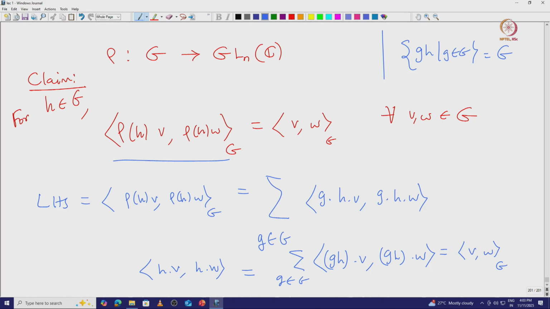So, that means the action is indeed a unitary action. All the elements rho h live inside U n of C. So, this proves that the resulting representation on C n is indeed a unitary representation. That means the original representation is equivalent to a unitary representation.